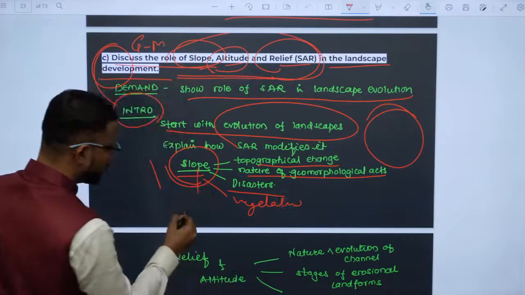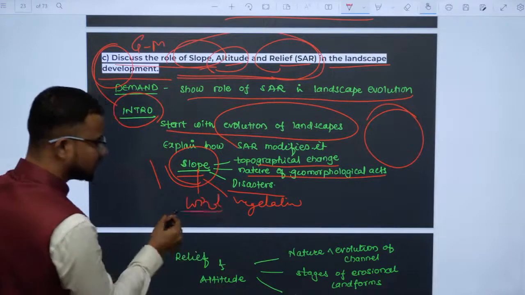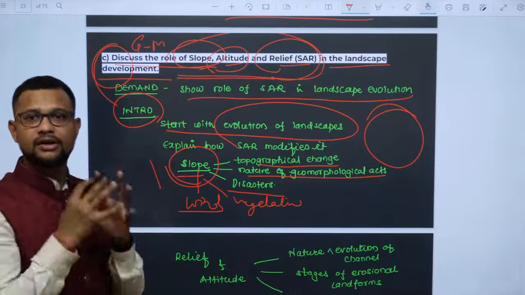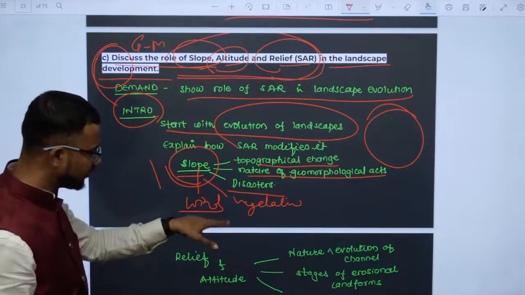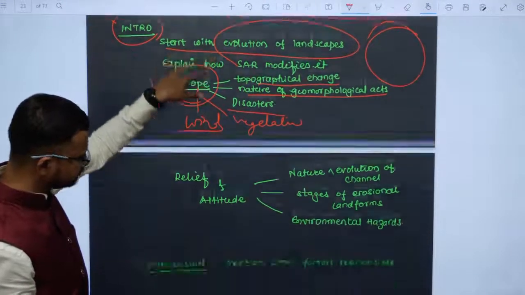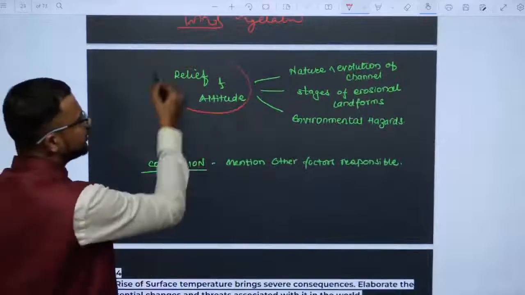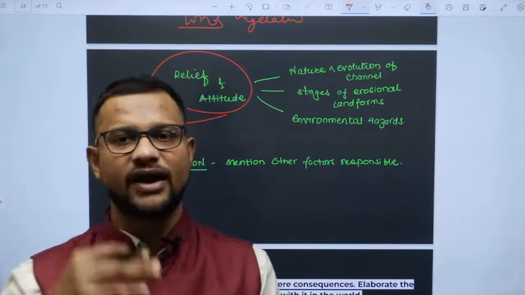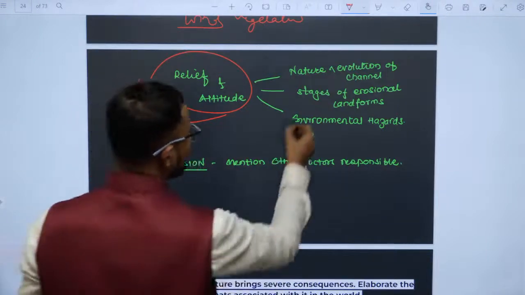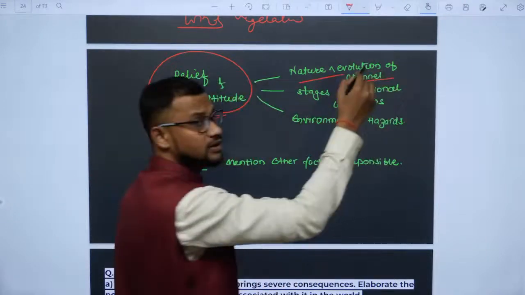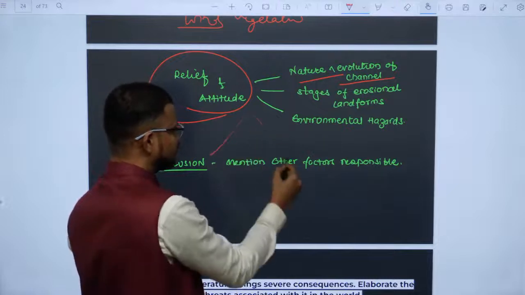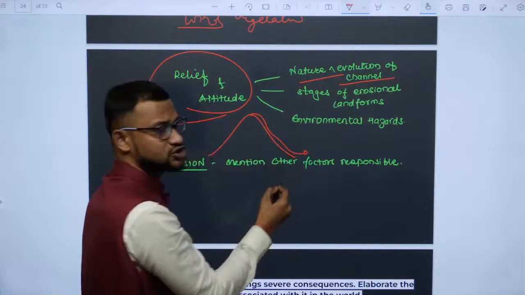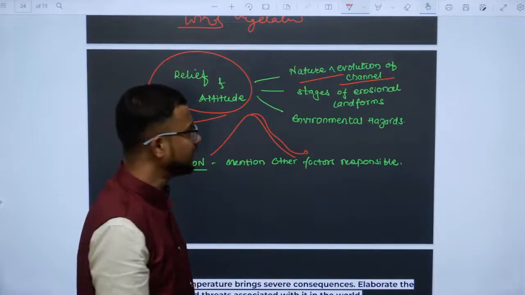You can write that the nature of wind is also modified, which ultimately leads to change in the landscape, right guys? You will be able to write this too. Then relief and altitude. Relief and altitude simply means height. So nature and evolution of channel, where the river is moving from, right? This way it is again leading to change in topography or landscape.